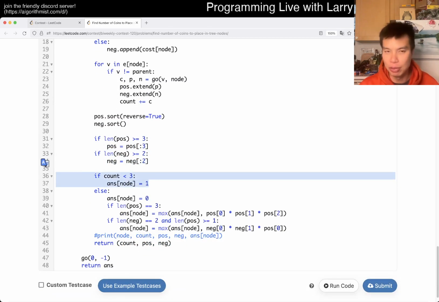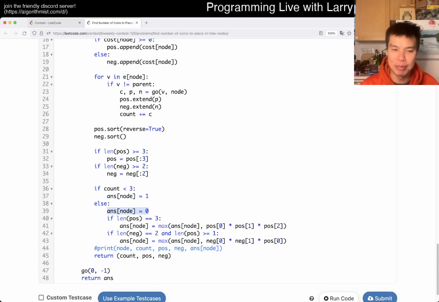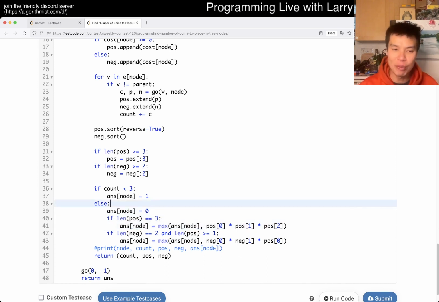And here are the rules from the problem. If we have less than 3 nodes, then we just give it 1 coin. Otherwise, we set it to 0 and then see if we can make it a bigger positive. And in a greedy kind of way, it's either going to be, like I said, the product of the 3 positive numbers, or the 2 really big negative numbers, so the smallest but with the biggest absolute value, times the biggest positive value. And that's pretty much it. And then you just return them.